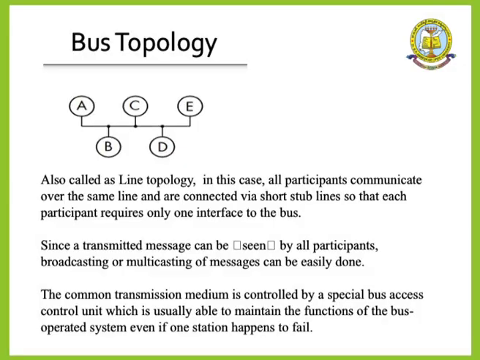The second type of topology or network system is called bus topology, which is also called line topology, where all the participants communicate over the same line, and they can be connected to one another through small sublines also. Since the transmitted message can be seen by all the participants, the same message can easily be conveyed to all at once because there is a common line of communication, which is called a bus topology.